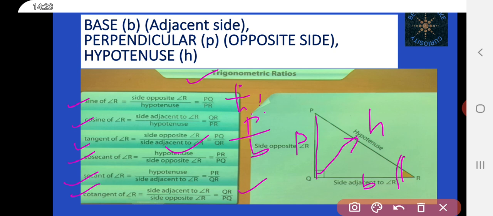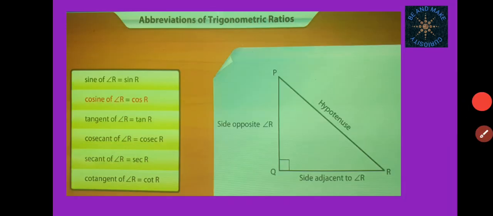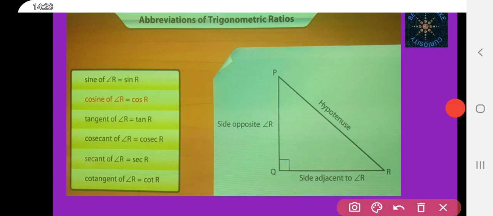Okay, next, see, abbreviation of trigonometric ratios. In short, how can we write sine of angle R? You can write sine R, just sine R. Cosine of angle R, we write cos R.